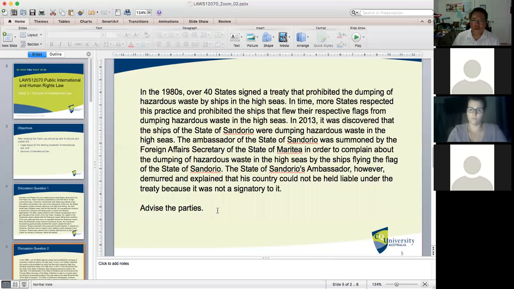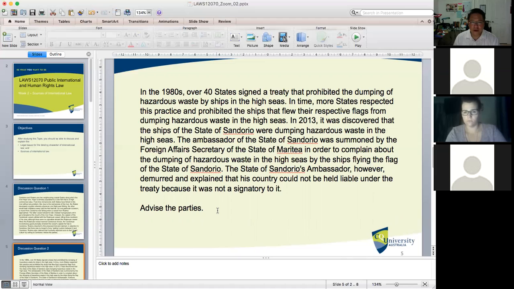In the 1980s, over 40 states signed a treaty that prohibited the dumping of hazardous waste by ships in the high seas. In time, most states respected this practice and prohibited the ships that flew their respective flags from dumping hazardous waste in the high seas. In 2013, it was discovered that the ships of the state of Sandorio were dumping hazardous waste in the high seas. The ambassador of the state of Sandorio was summoned by the Foreign Affairs Secretary of the state of Mauritania in order to complain about the dumping of hazardous waste by the ships flying the flag of Sandorio.